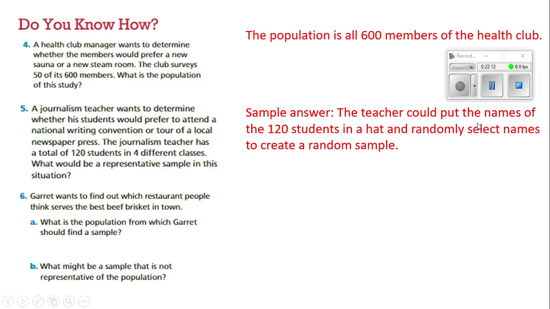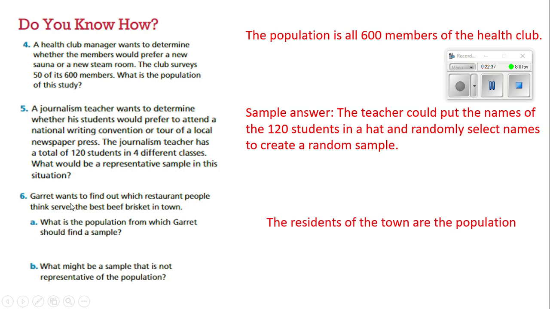Well, the teacher could put the names of the 120 students in a hat and randomly select names to create a random sample. Why wouldn't you want to just pick from one class? Well, what if you have a clique in that class that kind of persuades all the rest of them to vote one way? You want to get a good sample from all the classes in order to find out what all 4 classes are thinking.